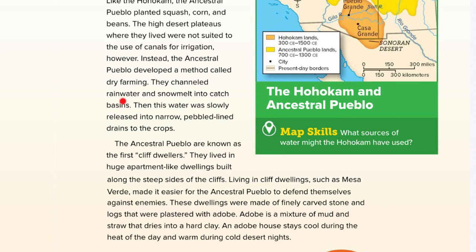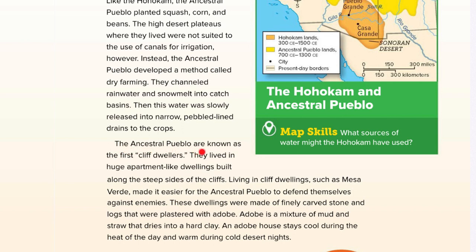They channeled rainwater and snowmelt into catch basins. Then this water was slowly released into narrow pebble-lined drains to the crops. So it's going to be very similar to the canals that we already saw. They just would stockpile that water as it came off from snowmelt and snowpacks. So they'd make their own small ponds to use as reservoirs.